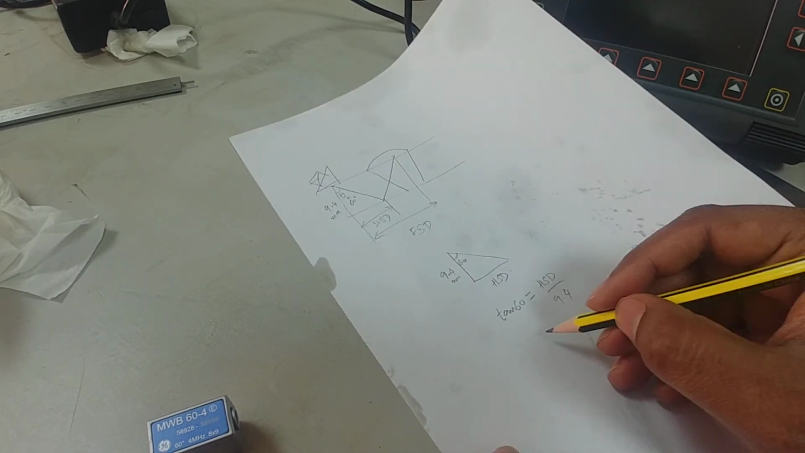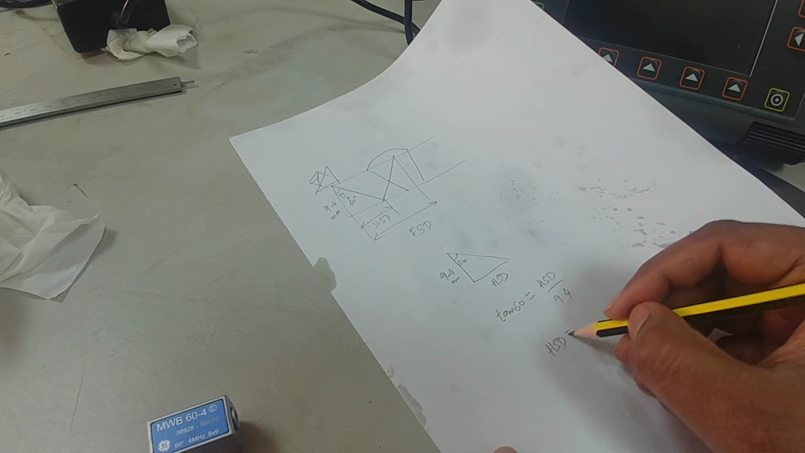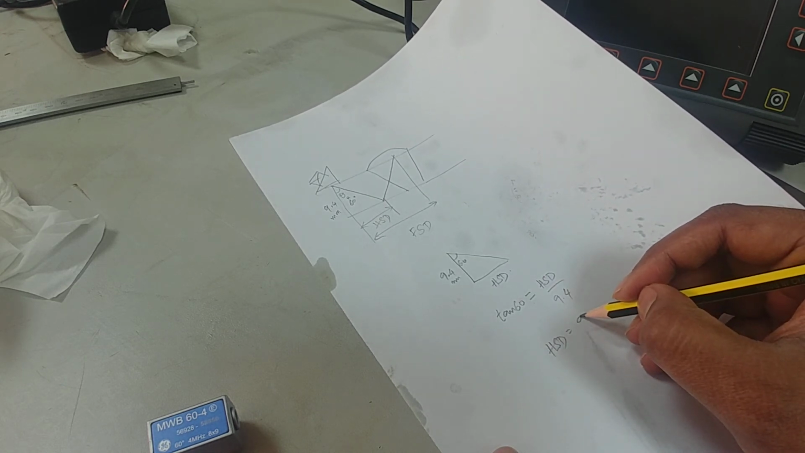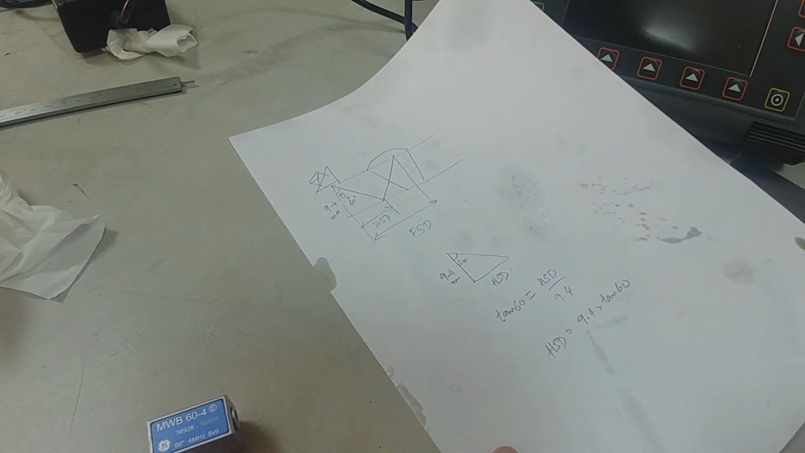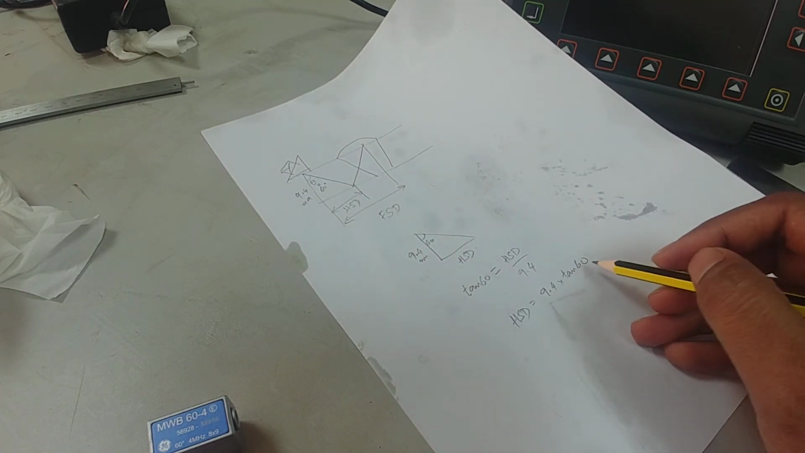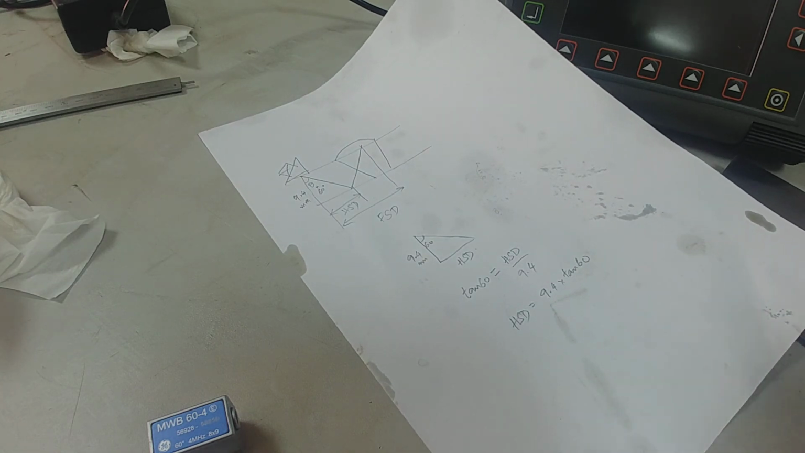So my half skip distance is equal to 9.4 multiplied by tan 60. So let's use a calculator to find out what's the value of tan 60, and we just multiply it to get the answer.